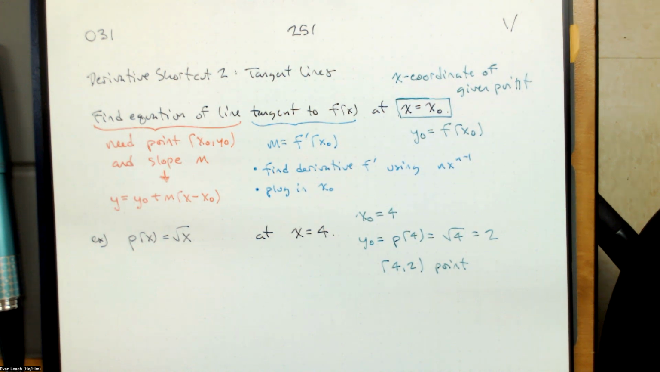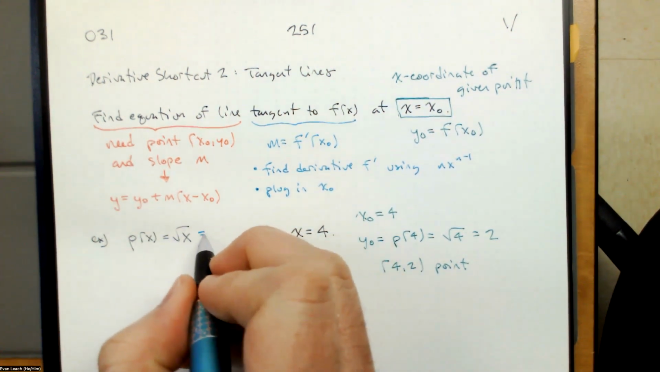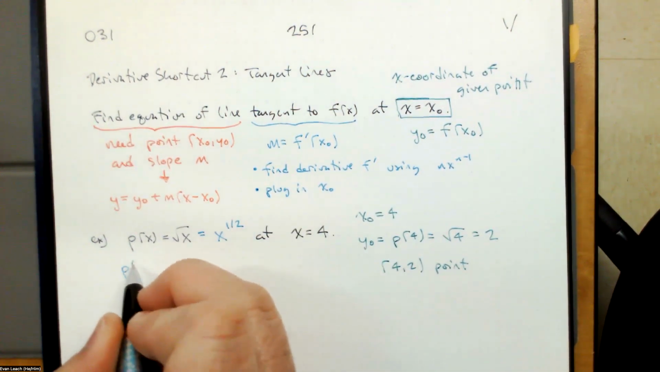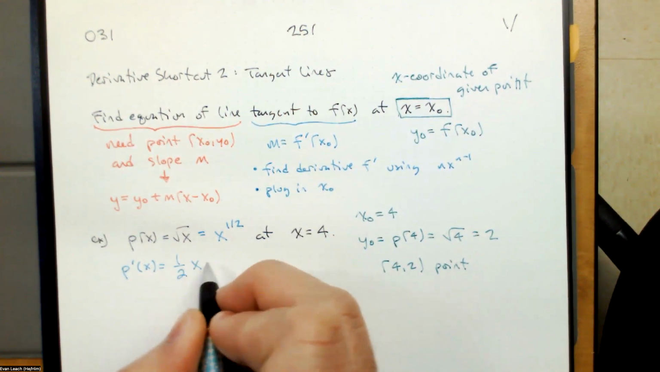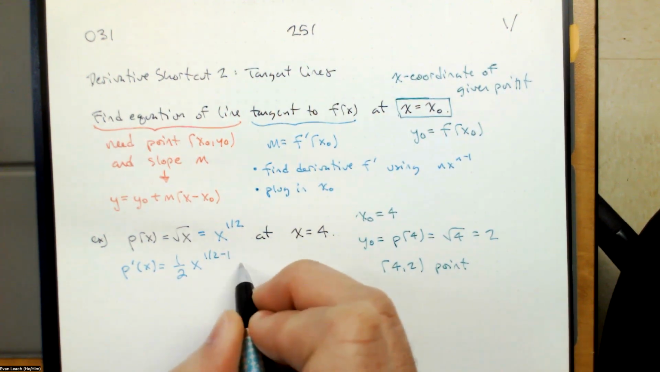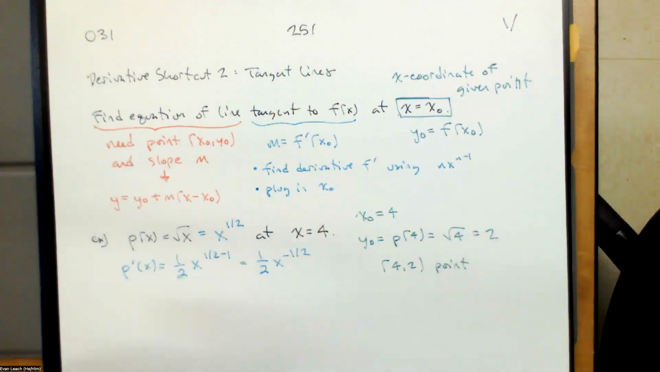Since we're finding the equation of a tangent line, we'll take the derivative. We have a square root of x, which we're going to read as x to the 1/2 power. Then we'll find the derivative by doing n x to the n minus 1. So we get 1/2 x to the minus 1/2.